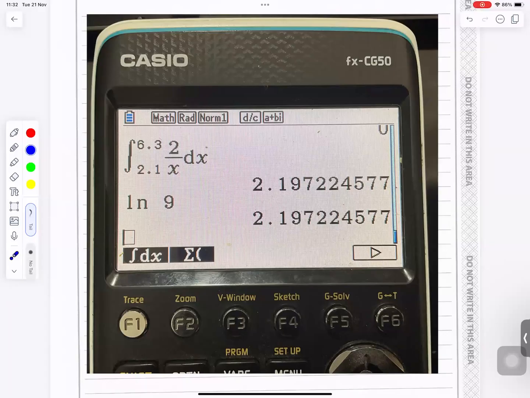So to check that our answer is correct, we would integrate from 2.1 up to 6.3, 2 divided by x, and then the answer will be 2.197. And when you press ln 9, the answer is 2.197. So it shows that we have done it correctly. So integral is finding the area under the graph.